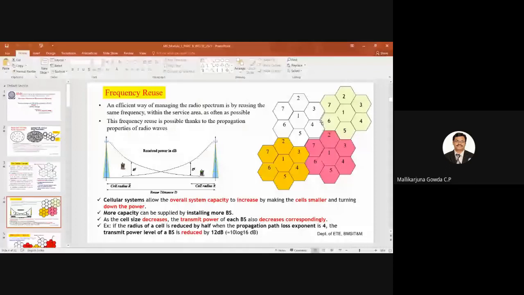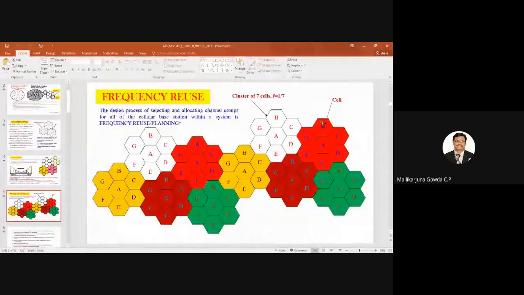This is just to get a better idea of how frequency reuse has been implemented and how it can cover the entire geographical area with a small number of channels, or I can say with a limited frequency spectrum. Is this clear? The concept of frequency reuse.